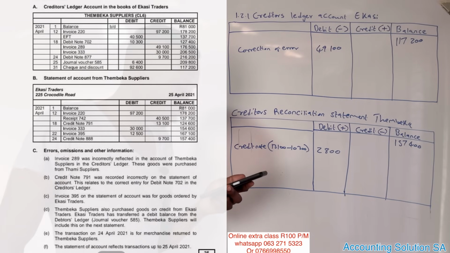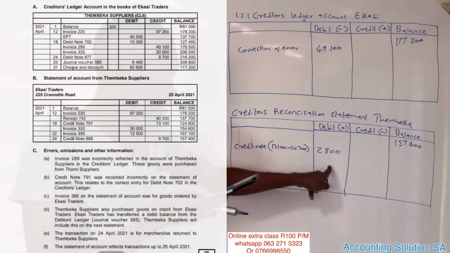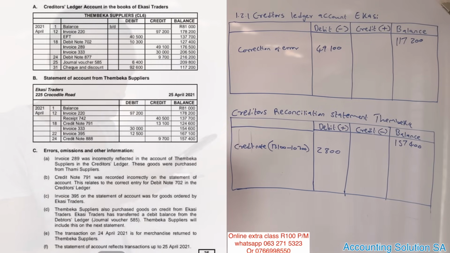Number C, invoice 395 on the statement of account was for goods ordered by Ekasi Traders. Okay, let's check invoice 395. Invoice 395 is there on the statement, 12,500. They indicated that our liability has increased by 12,500. But now let's check. Is this amount there on the books of the business?